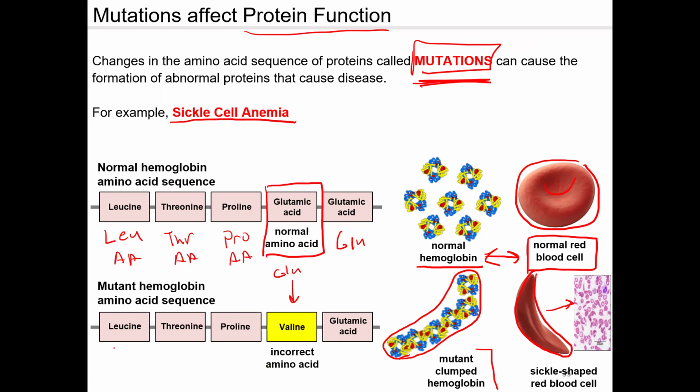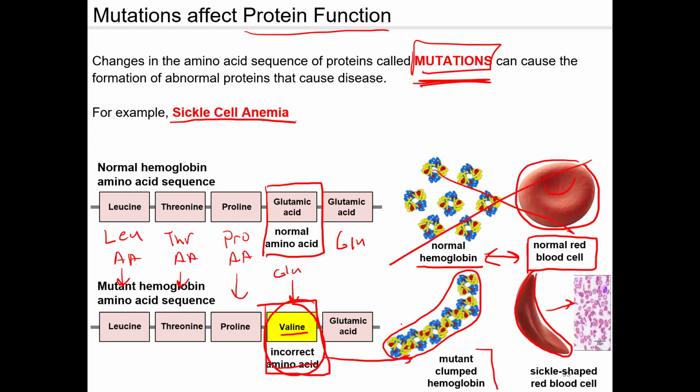So this is the mutated sequence. You can see that this is still the same, LEU, THR, PRO, but when it gets down to here, we have an incorrect amino acid. So instead of GLU, now we have VAL, which is causing that change. Because we have this small change in our amino acid sequence, it's no longer giving us the red blood cells we want, but it's giving us our sickle cells.